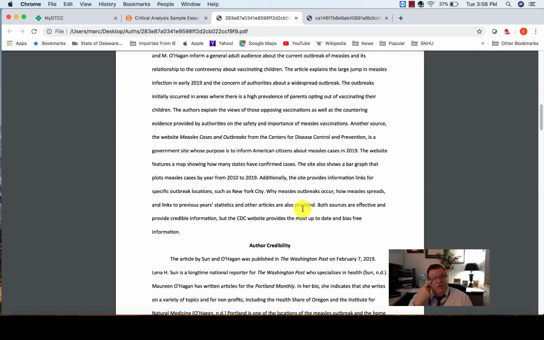So how do we bring those two together? So the purpose of this is to evaluate it. We're looking at, did the authors of both of those articles do a good job? Was their writing effective? So the last sentence here is the thesis statement. Both sources are effective and provide credible information, but the CDC website provides the most up-to-date and bias-free information.